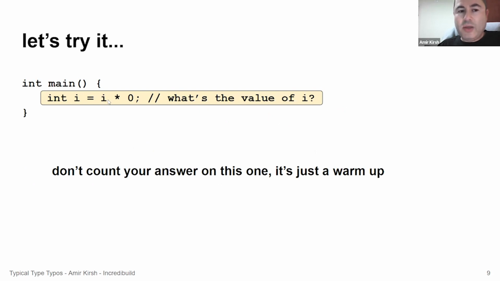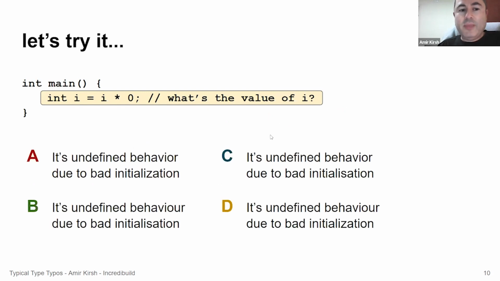We have a main, and in the main we have a single line of code saying int i equals i times 0. The answers are, wait a moment, in a moment you will get the poll: A, it's undefined behavior due to bad initialization. B says almost the same, but I think this one is for Brits, initialization with an S. And C is also very similar. Well, this question tries to see whether you are American or a Brit, maybe an Aussie.